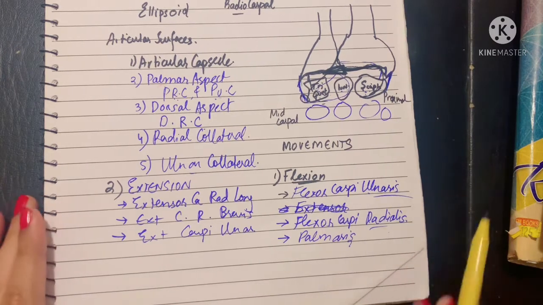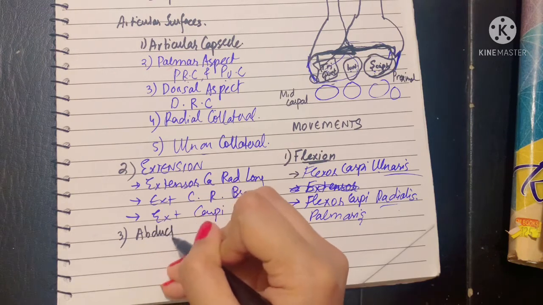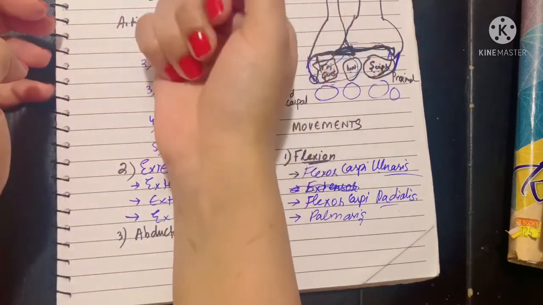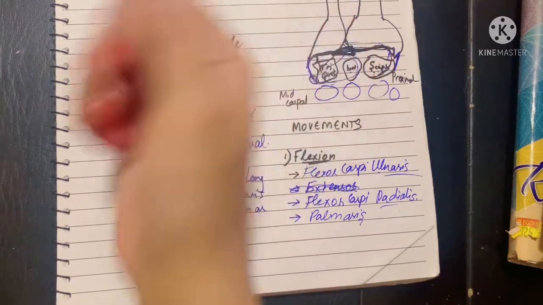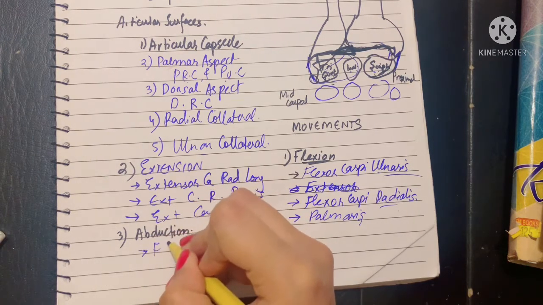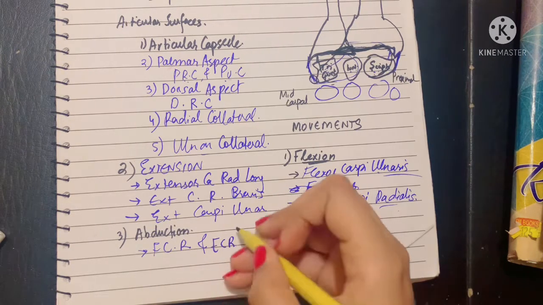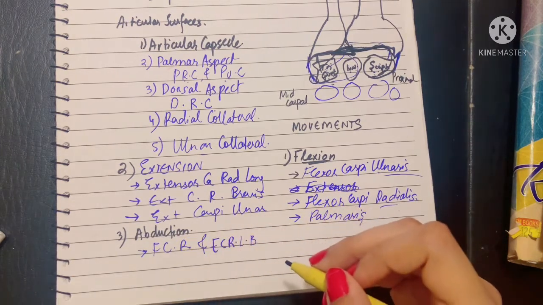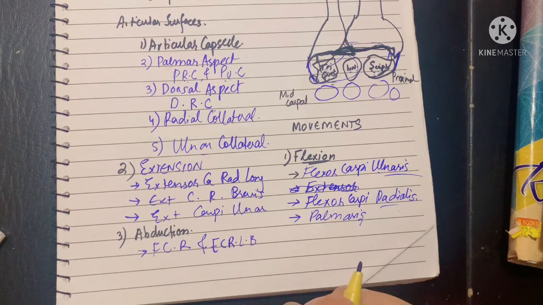Now let's talk about the movements of abduction and adduction. So the abduction is carried out by the radialis muscle. Why? Because abduction is basically when the wrist is moved towards the lateral side, and obviously towards the lateral side there should be a lateral muscle involved. So the radialis, which is the lateral muscle, the flexor carpi radialis and the extensor carpi radialis, both the radialises, longus and brevis, carry out the abduction movement. And apart from this, the abductor pollicis longus and the extensor pollicis brevis also assist in abduction.